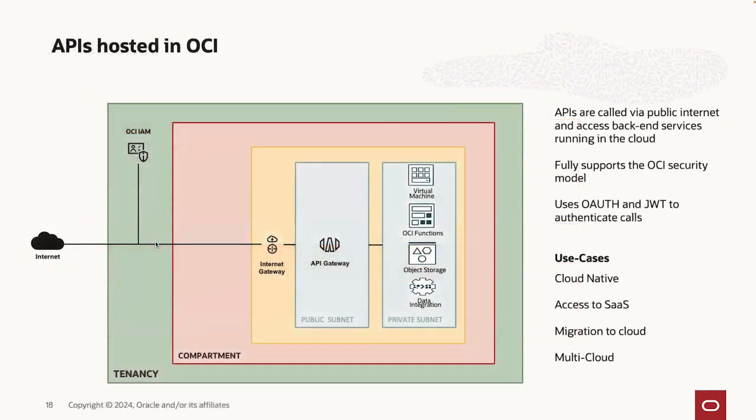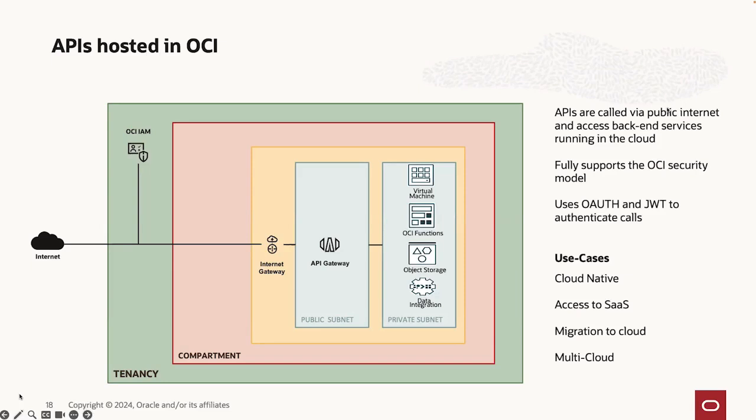Now let's look at some of the use cases. You can use API gateway to front-end your APIs. APIs could be running on compute instances, on OKE clusters, or on any other container platform that's running on OCI compute. Or you can also use API gateway to front-end your OCI Functions. And when we see the demo in action, we'll see that API gateway invokes an OCI function behind the scenes.